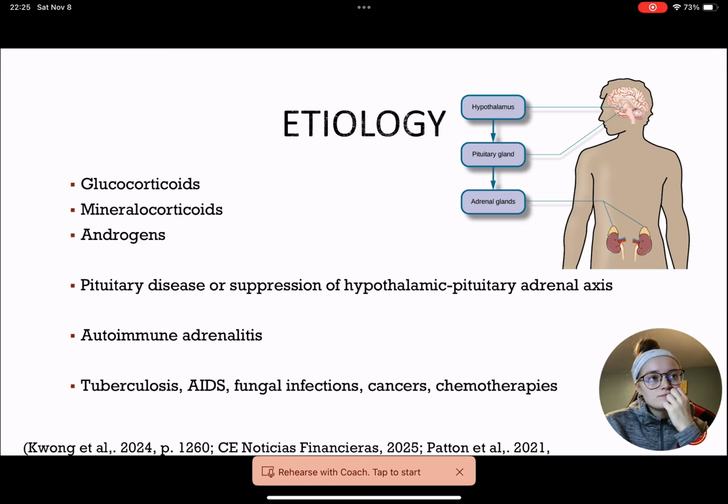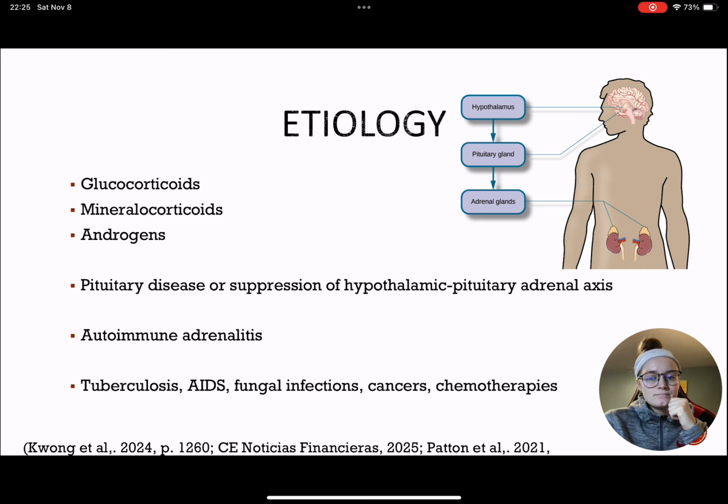Let me think here. Oh, even anticoagulants. So we do have patients that are on anticoagulant medications. Those can also cause Addison's disease, autoimmune conditions, as I mentioned before. And I have here as well tuberculosis, AIDS, fungal infections, cancers, chemotherapy. So any kind of major trauma that's being done to our immune system that's going to affect those adrenal glands, these can all heavily impact the cause of Addison's disease.